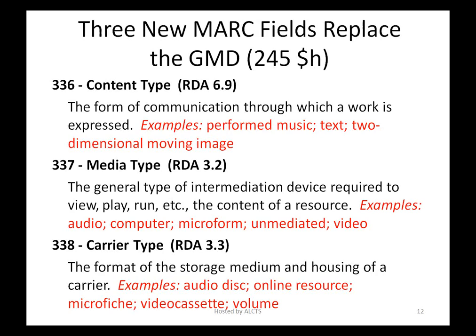Now, for each of these, there's a definition. So content type is the form of communication through which a work is expressed. So this is expression level information to begin with. And there is a list in RDA 6.9 of all the various types. Some examples would include performed music, text, two-dimensional moving image, three-dimensional moving image as well. Then for media type, we're talking about the general type of intermediation device required to view, play, run, etc., the content of the resource. So examples would be audio, computer, microform, unmediated, video. And then we have field 338, which deals with carrier type, which is the format of the storage medium and housing of a carrier. An example of that would be an audio disc, an online resource, microfiche, video cassette, volume.